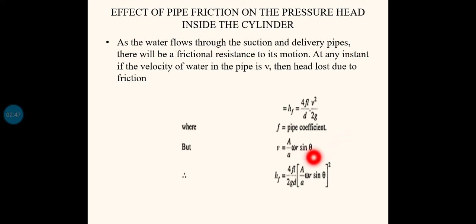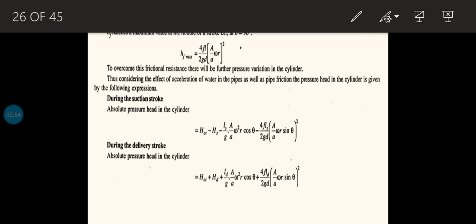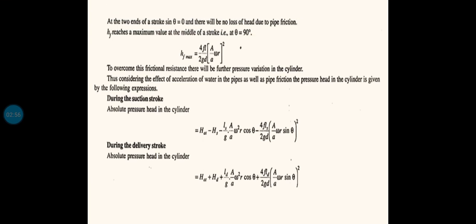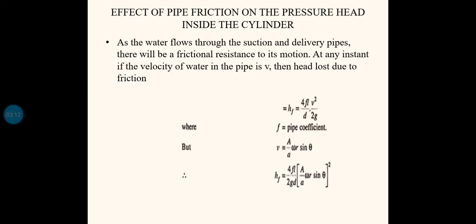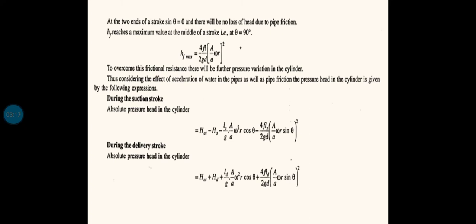Now substituting for v in the Darcy-Weisbach equation, we will get HF equal to 4FL by 2GD into A by a omega r sin theta whole square. Now at the two ends of the stroke, that is theta equal to 0 and theta equal to 180 degree, that is the theta value at the starting and end of the stroke, whether it is suction or delivery. Here the term we have has sin theta. So sin theta will be 0 at the starting and at the end.